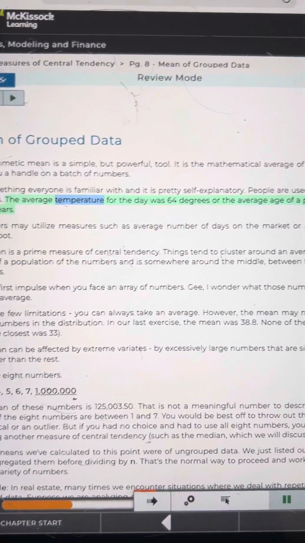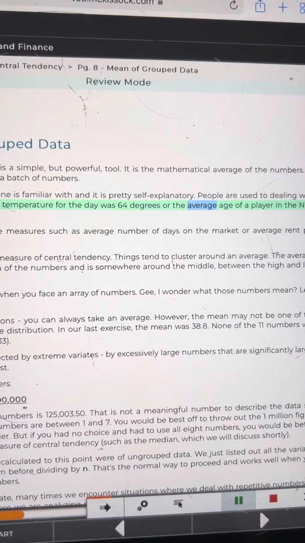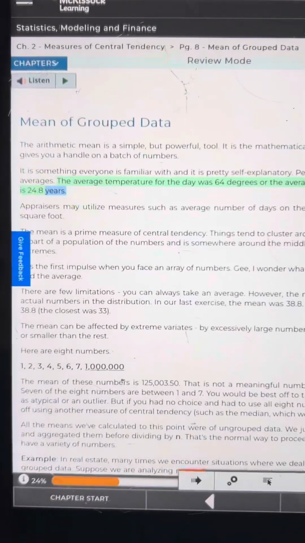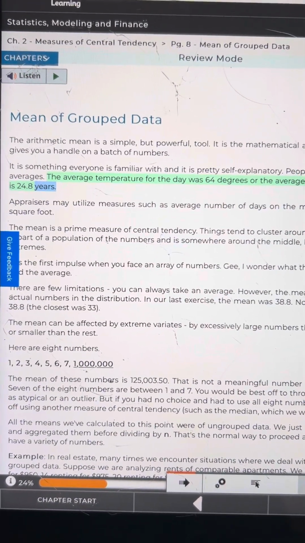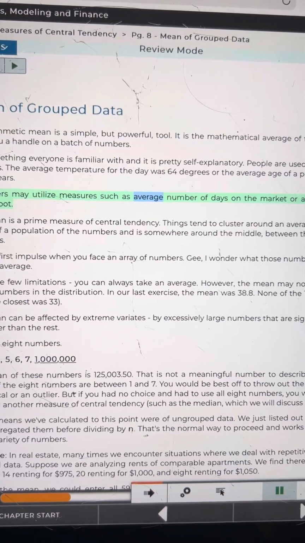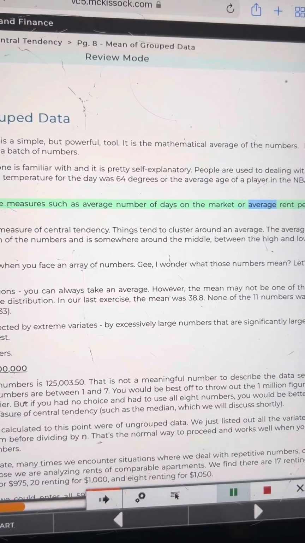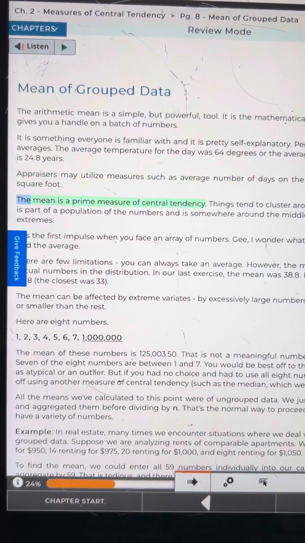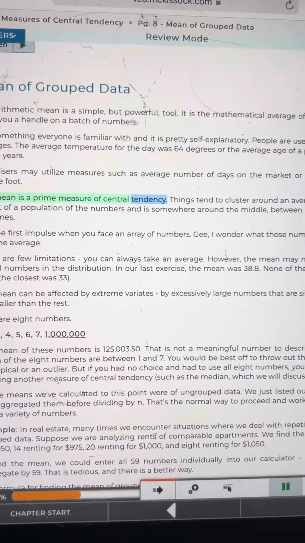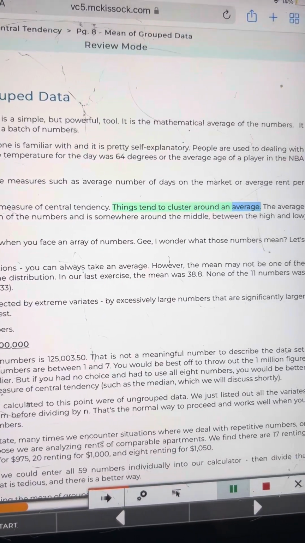The average temperature for the day was 64 degrees, or the average age of a player in the NBA is 24.8 years. Appraisers may utilize measures such as average number of days on the market or average rent per square foot. The mean is a prime measure of central tendency. Things tend to cluster around an average.